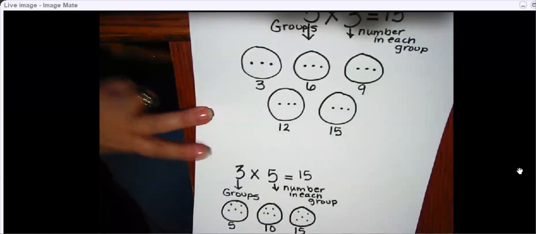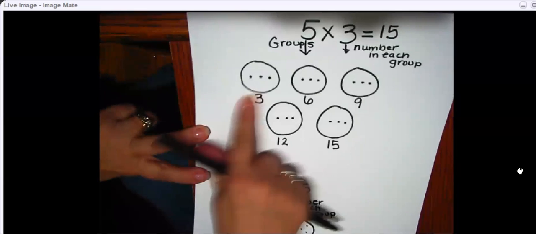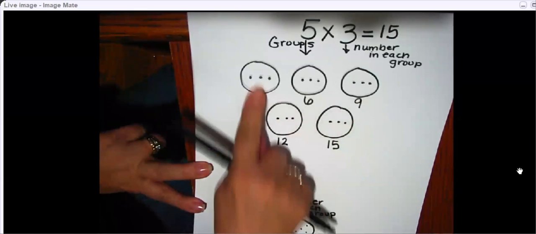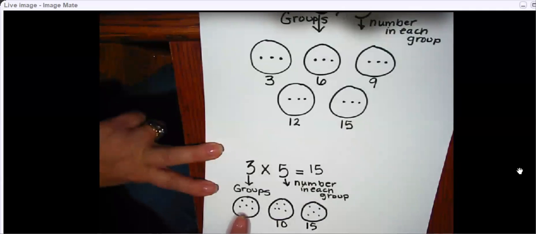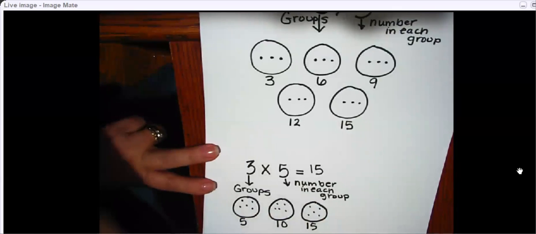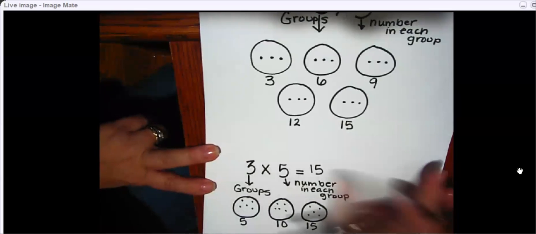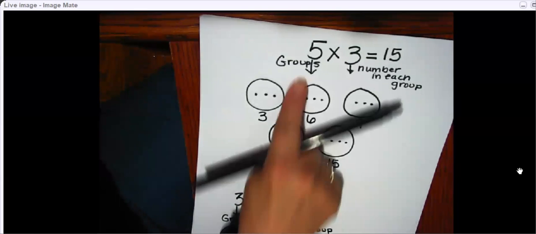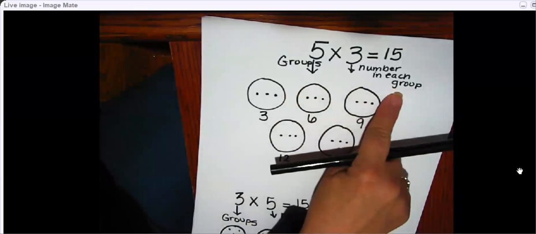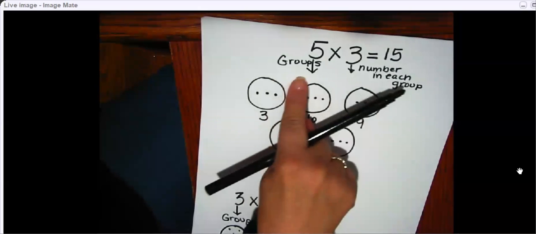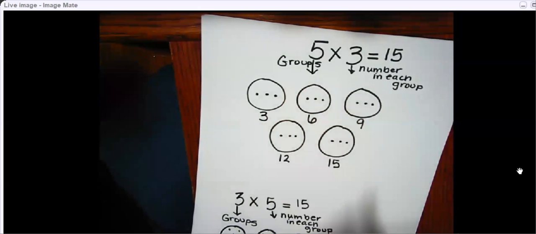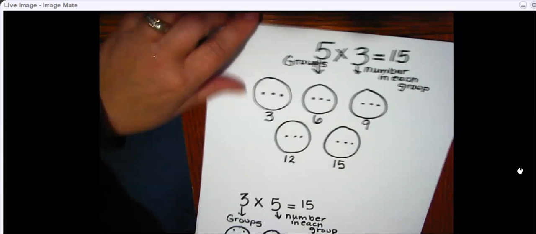What changes is my number of groups and my number in each group. That is what changes. But the procedure of groups and number in each group stays the same. My first number tells me the groups. My second number tells me the number in each group. Okay, let me show you another one.